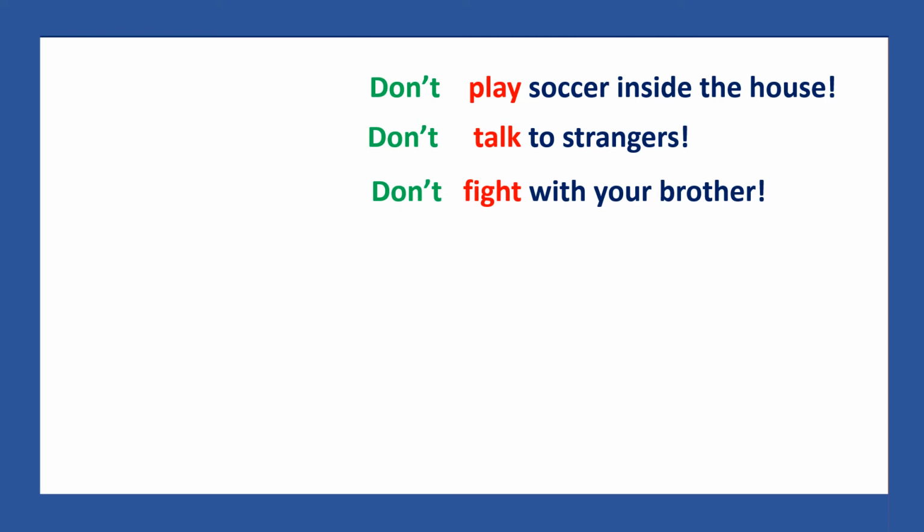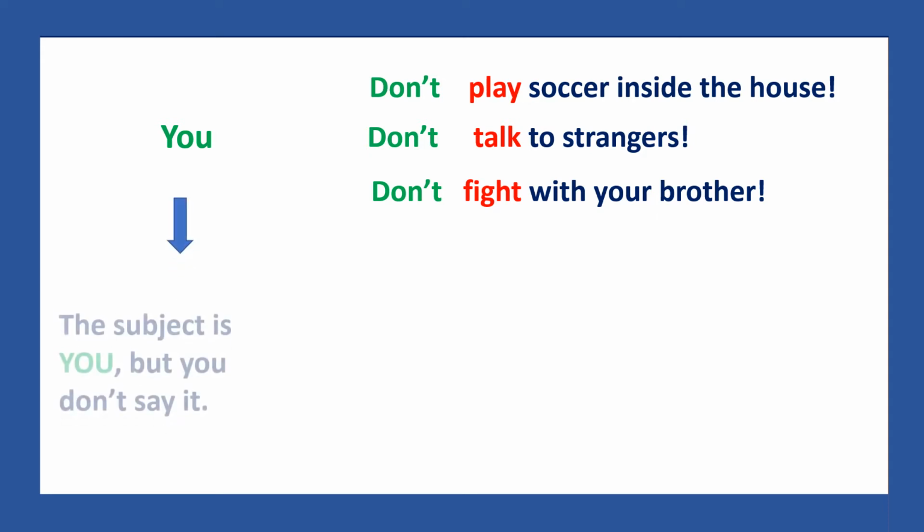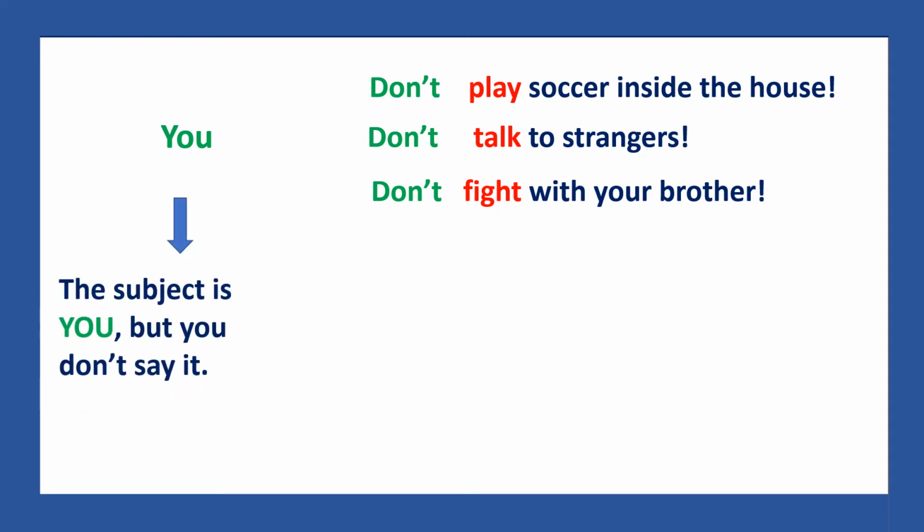What's the subject of these sentences? That's right, it's you, because the parent is talking to a child, or even children, because you can have one child or two children, but the subject is still you, singular you and plural you. But you don't say it, because when you're telling someone to do something and you want to use the imperative, you don't say you. You just say the verb.